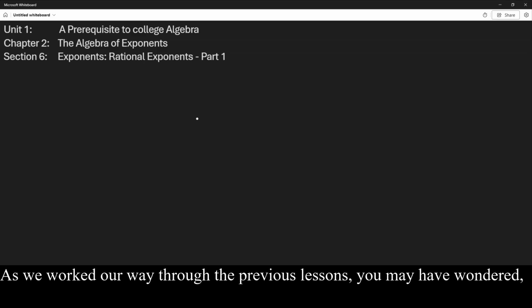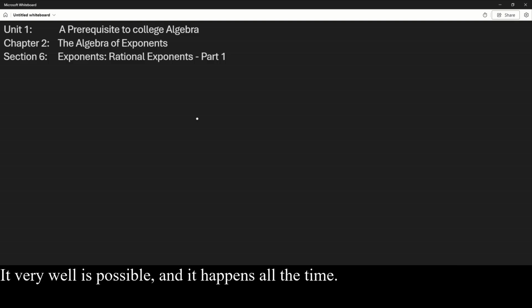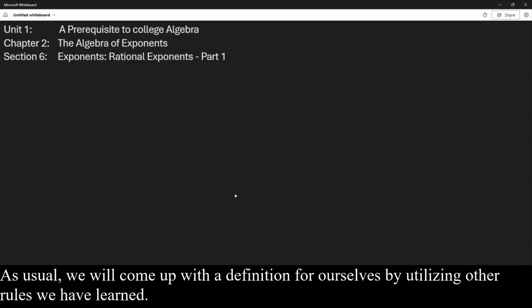As we worked our way through the previous lessons, you may have wondered, well, what happens if there is a fraction or rational number in an exponent? Is that even possible? It very well is possible, and it happens all the time. So much so that there is a special definition and symbology associated with rational exponents that we'll cover in another video. As usual, we'll come up with a definition for ourselves by utilizing other rules we have learned.